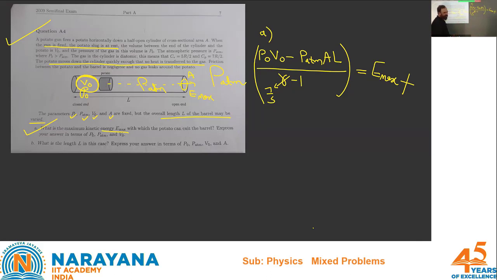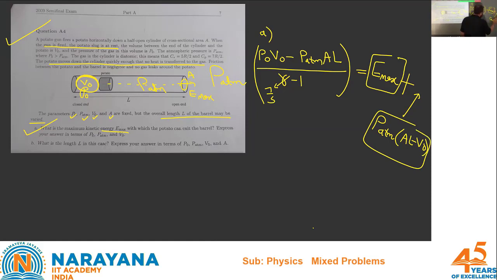As this gas is expanding the potato, some work has been done against the atmosphere also, and that work has been absorbed by the atmosphere. So that term should be PATM into the volume change, AL minus V naught. So E max is there and this term is there. On the RHS, I have got these two terms.